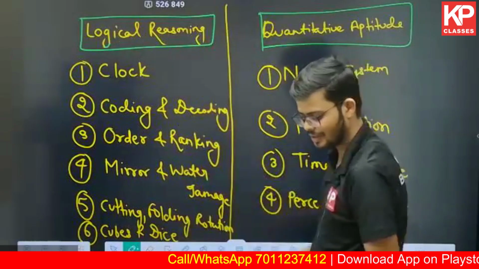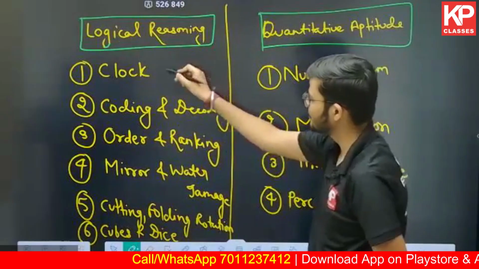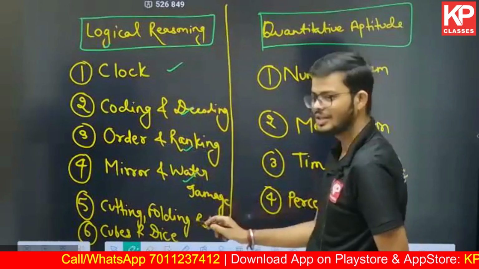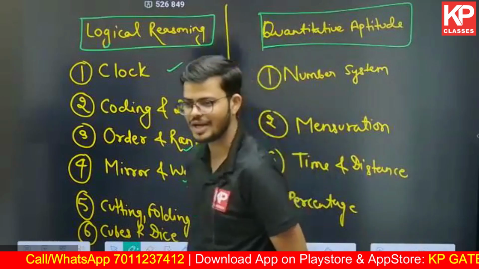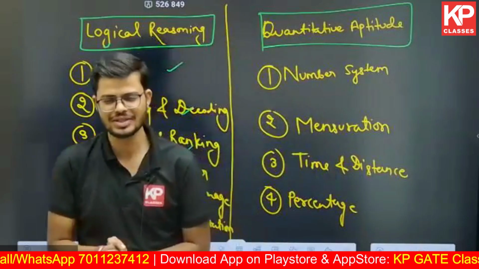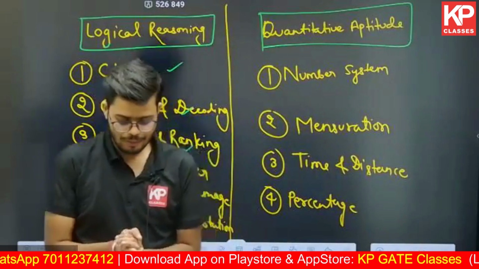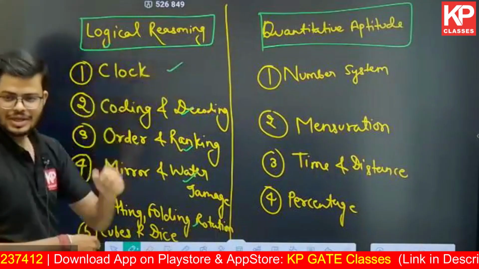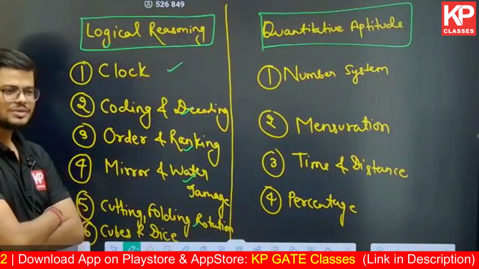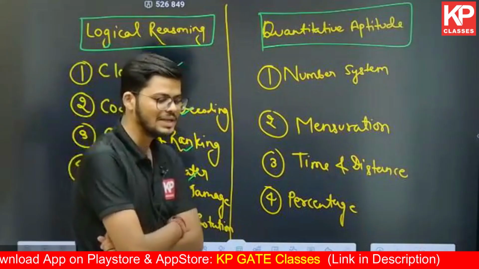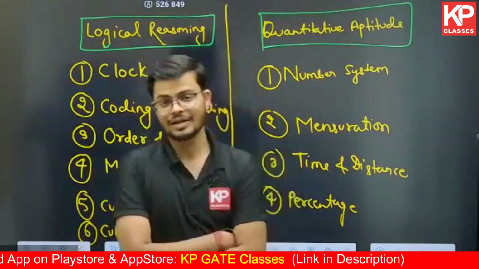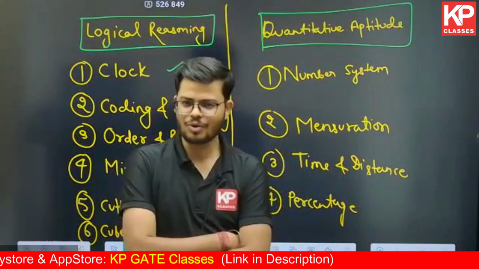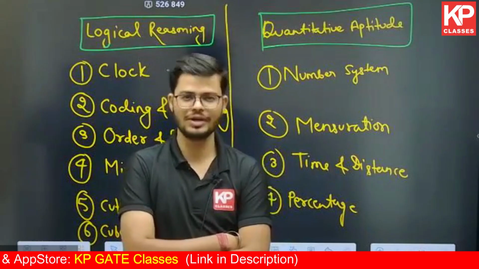We are going to completely cover the topics of block, coding and decoding, order and ranking, water image and mirror image. Then after that, spatial aptitude, which covers cutting, folding, rotation, scaling, and all of that. We will only talk about the concepts with these topics, and then we will solve some basic level questions that are asked in the examination. So we are going to summarize all these topics in an exam oriented manner.